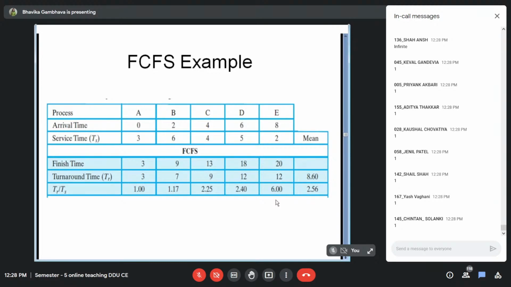So here this process would have felt unjust in a way, because it just wanted 2 time units on the processor and it had to wait so long to get that. But most of the time, we also look at the mean to decide how much time we are waiting. So turnaround time mean here is 8.6 and the normalized turnaround time mean is 2.56. If you add these 5 and divide by 5, you should be getting this.